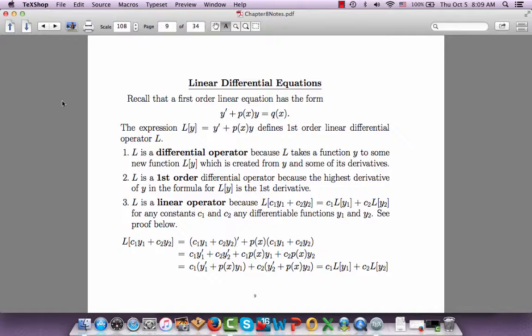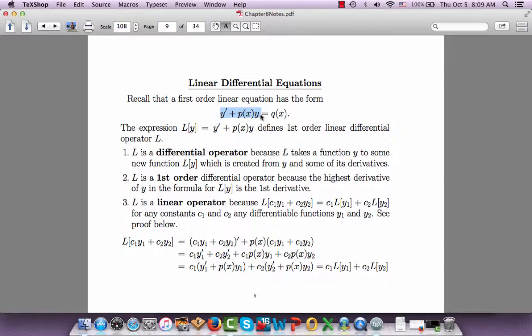So we're talking about linear differential equations, and we've already seen these first-order linear equations. So you have y prime plus some function times y equals some other function. That's a first-order linear equation. We want to talk about this expression on the left side of the equation that involves y and y prime, and later y double prime, y triple prime, and so on.